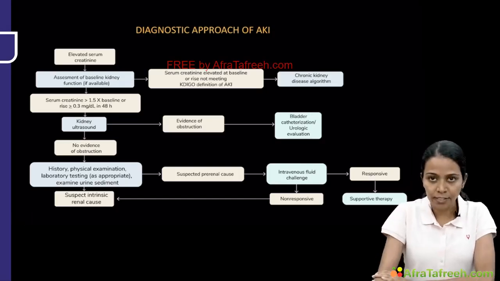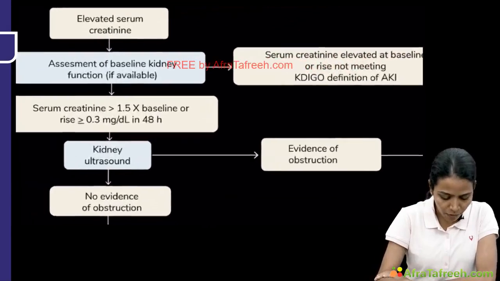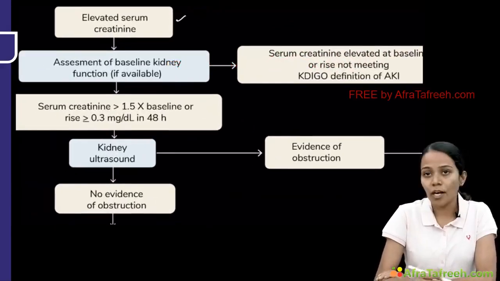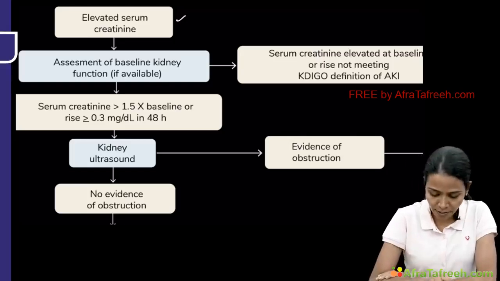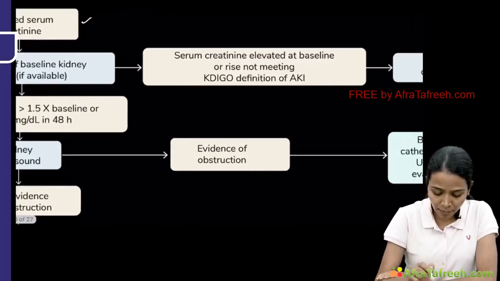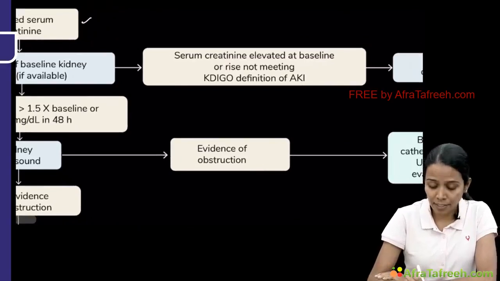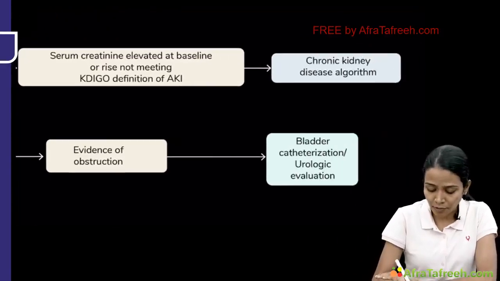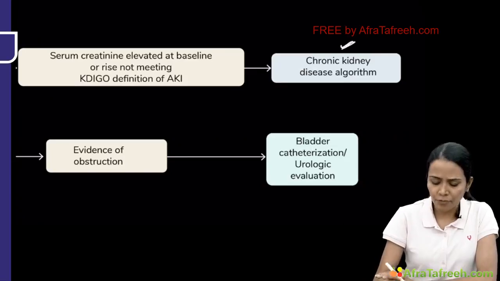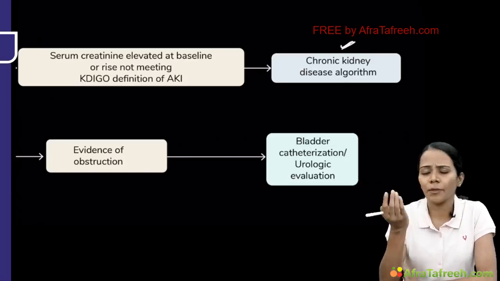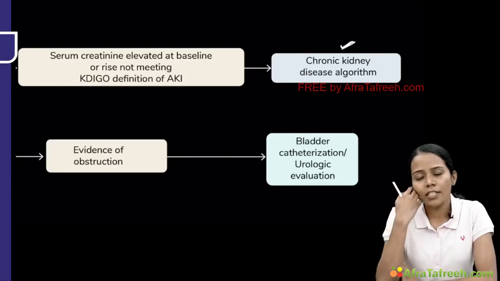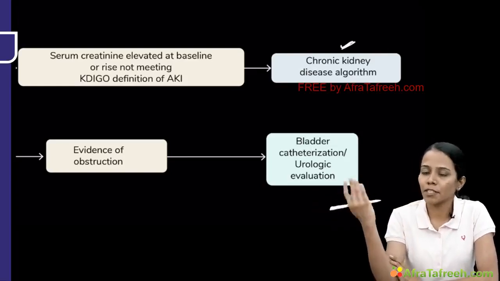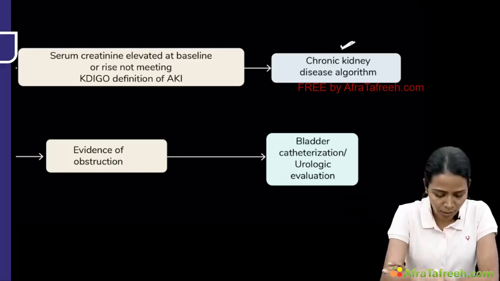Now, just look at this diagnostic approach of AKI. First, the patient comes with elevated serum creatinine. Then you assess if baseline kidney function is available, and if serum creatinine is elevated at baseline or the rise is not meeting the definition of AKI, then you classify the patient as CKD. That is, if the patient is coming to you with a creatinine of 3, and you see multiple reports of creatinine 3 from the past month and the months before that, then that goes to CKD, right?